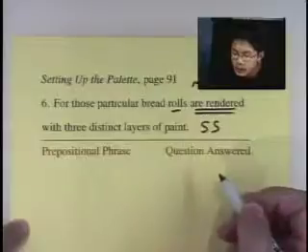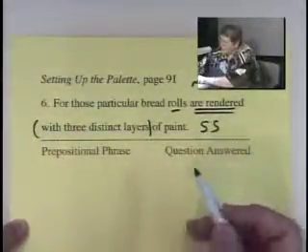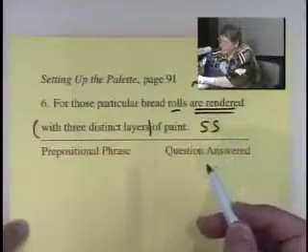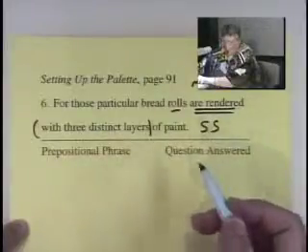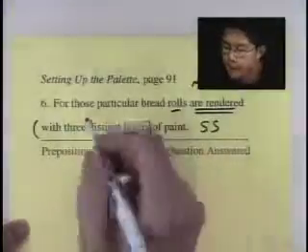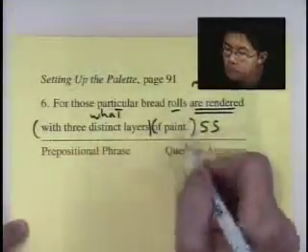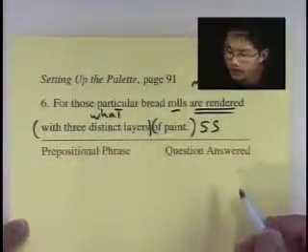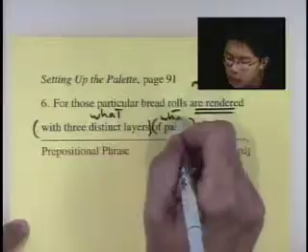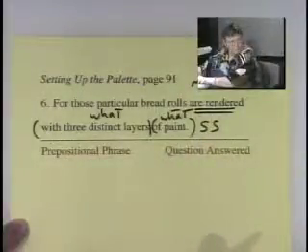With three distinct layers. Okay, let's stop on that one for a minute. Those bread rolls are rendered with three distinct layers. That answers? What? And then? Of paint. And of paint surely answers what again? What? Anything else? For those particular.